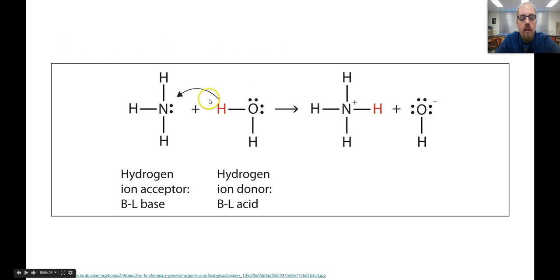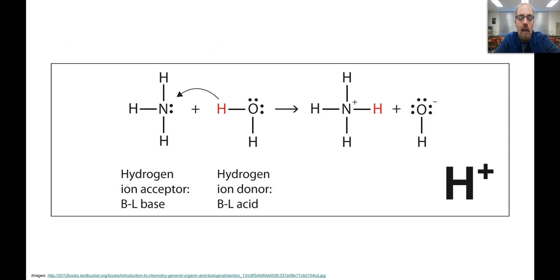So, for example, in this reaction between ammonia and water, the water is giving a hydrogen atom to ammonia. And not just an atom, an ion, because both electrons in that bond stay behind. So the hydrogen ion, the H+, is transferred to the ammonia. That means water is acting as an acid in this reaction, and ammonia is acting as a base. In the Bronsted-Lowry definition, the focus was on hydrogen ions, H+.